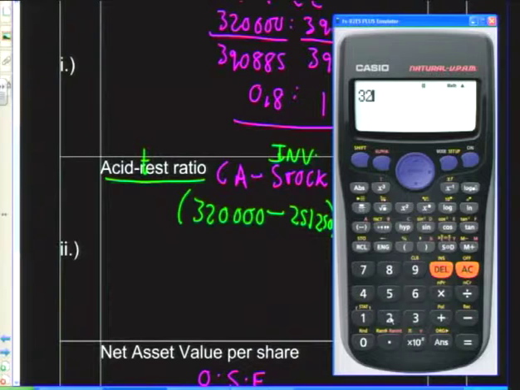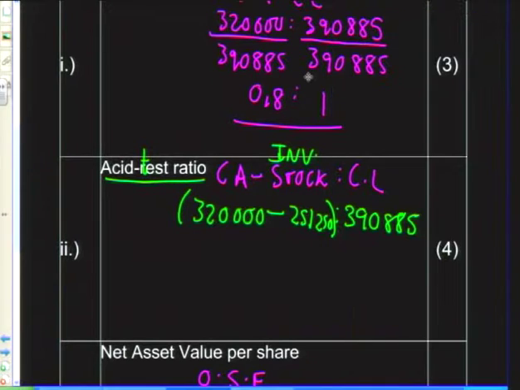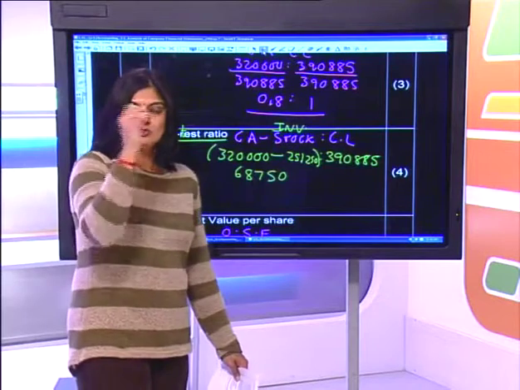Okay, so I'm taking 320,000, which is my current assets, and I'm subtracting my inventory 251,250, which is, oh, what did I do here? Let's do that one more time. 320,000, and then minus 251,250. Okay, that looks better. 68,750. So 68,750. Remember, guys, the word asset test ratio: without your stock.